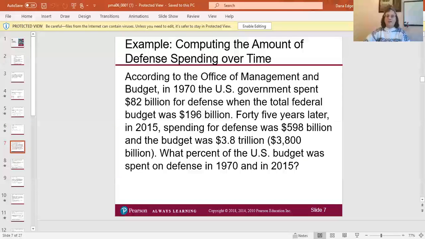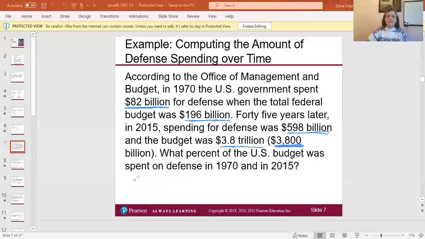According to the Office of Management and Budget, in 1970 the U.S. government spent, and this should be important, $82 billion for defense when the total federal budget was $196 billion. 45 years later, in 2015, spending for defense was $598 billion, and the budget was $3.8 trillion, which, let's just leave it in billions, let's stick with this, 3,800 billion. What percent of the US budget was spent in 1970 and 2015 on defense?